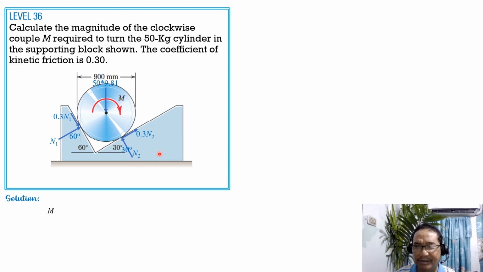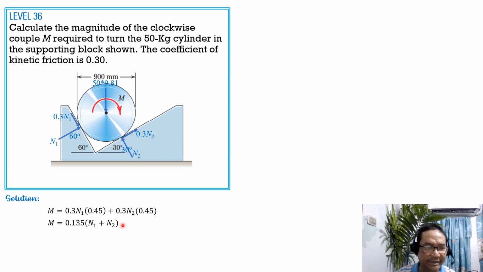So summation of moment, summation moment about the center equals 0. So clockwise moment equals counterclockwise moment. So 0.3 of N1 times the radius, which is 0.45, half of 900 mm or 0.45 meter, plus 0.3 N2 times 0.45. N1 and N2 pass through the center, so that's why they are not involved in this moment equation. So 0.3 times 0.45 is common, so let's factor that out. That's 0.135 of quantity N1 plus N sub 2.